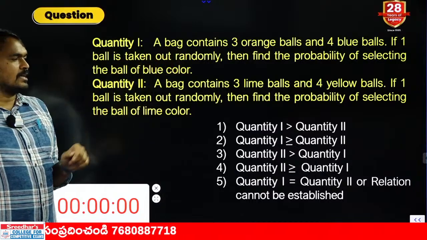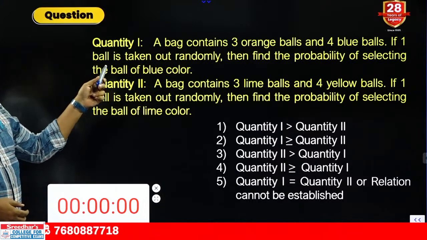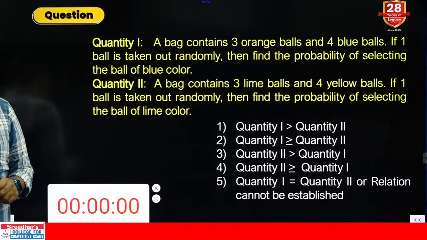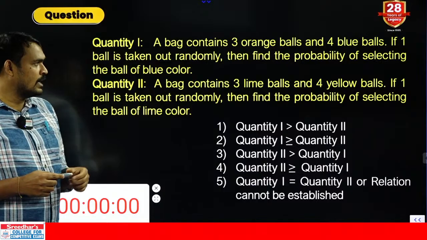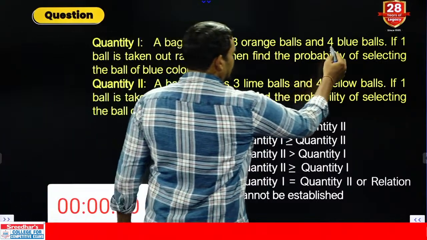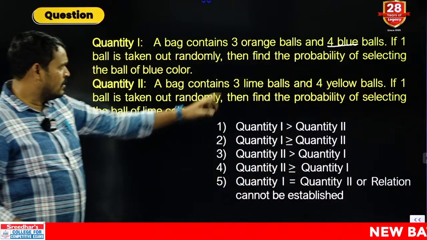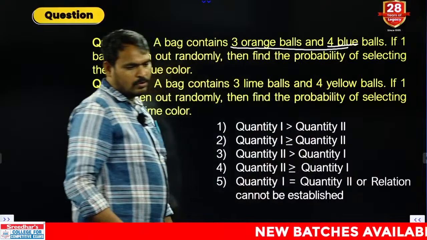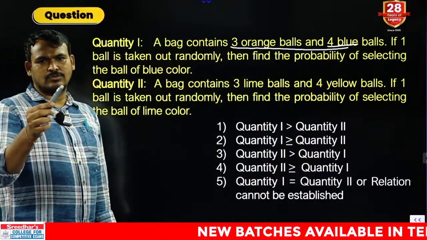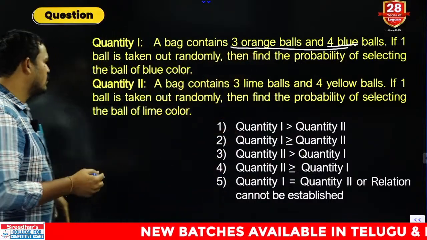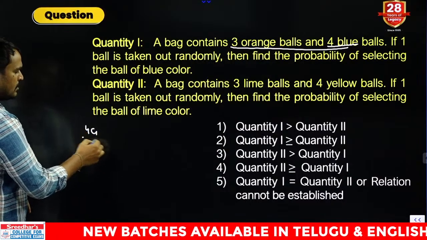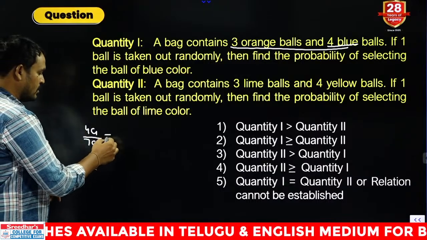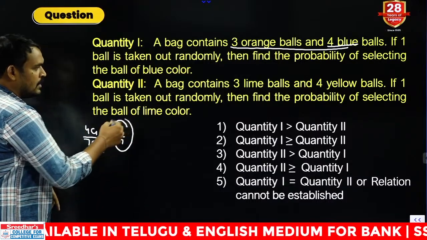A bag contains 3 orange balls and 4 blue balls. If one ball is taken out randomly, then find the probability of selecting the ball of blue color. First of all, how many blue color balls? 4. Out of 4 we choose only one ball, but total how many balls are there? 3 plus 4, total 7. Out of 7 we choose one ball, that one ball is a blue ball, means quantity 1 we write 4C1 by total 7C1. What is the quantity 1? 4 by 7.